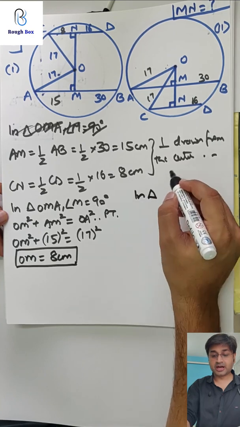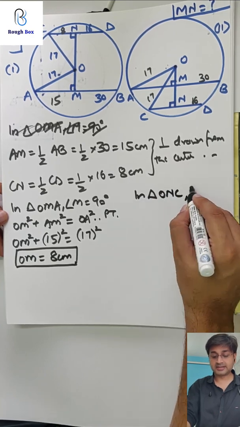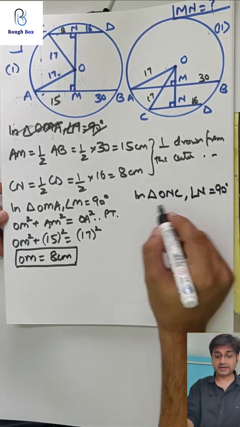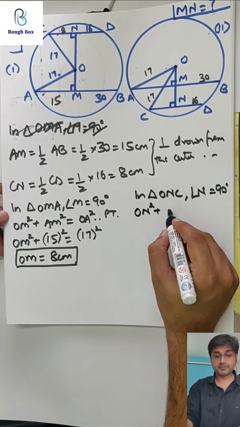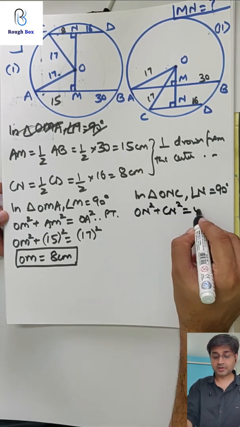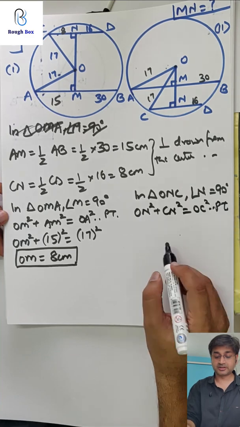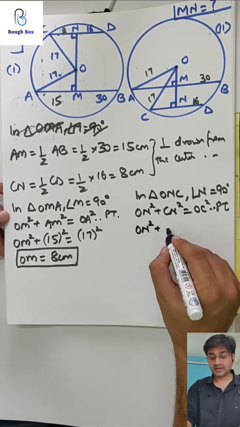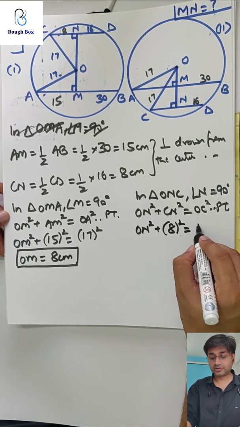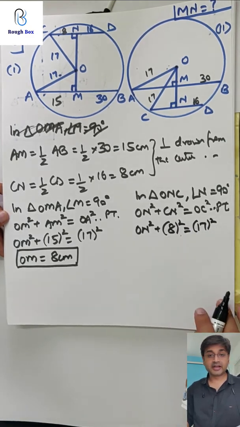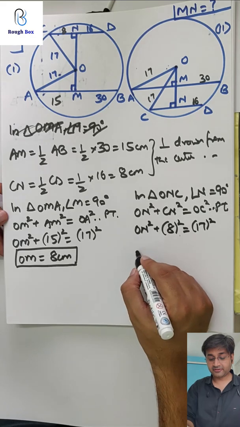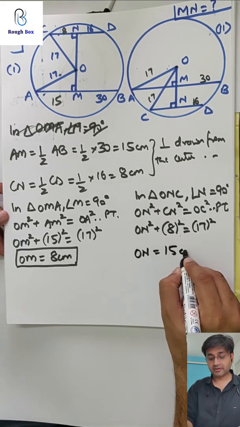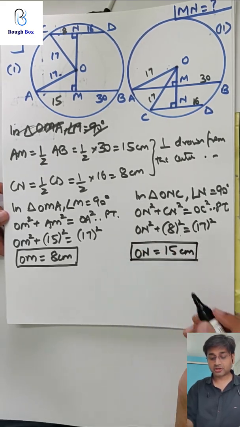Likewise, I am jumping into the other triangle ONC, angle N 90 degrees. So ON square plus CN square is equal to OC square. Again, Pythagoras theorem. ON is unknown, CN is 8, and OC 17. So 289 minus 64, 225, and therefore ON is going to be 15. So we managed to get both.